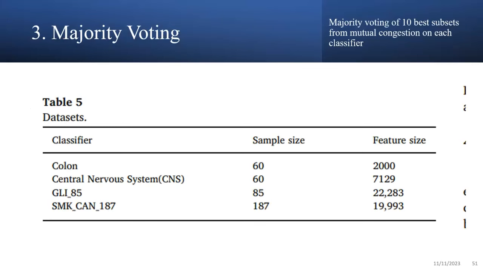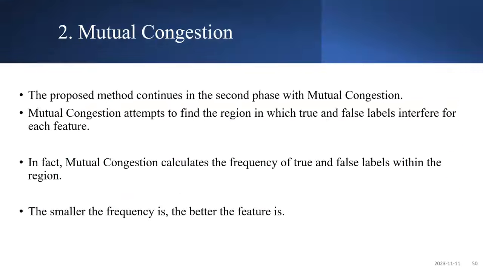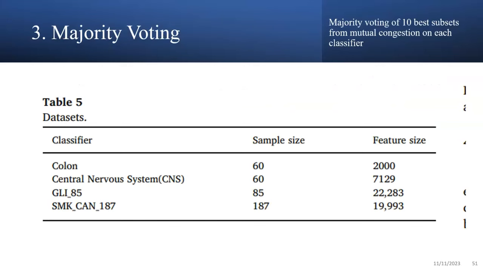Third thing is the majority voting. In the majority voting, the threshold value is 10. So we take the best 10 subsets from mutual congestion on each classifier. So first we go for the whale algorithm, second is the mutual congestion with the frequency, and third is we do the voting.